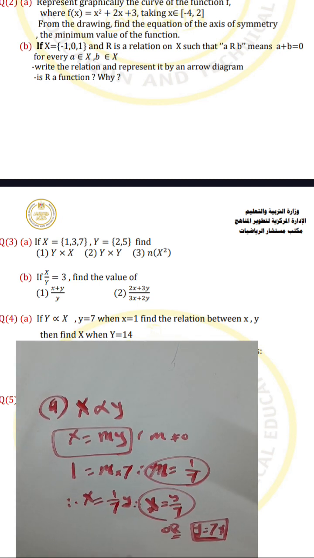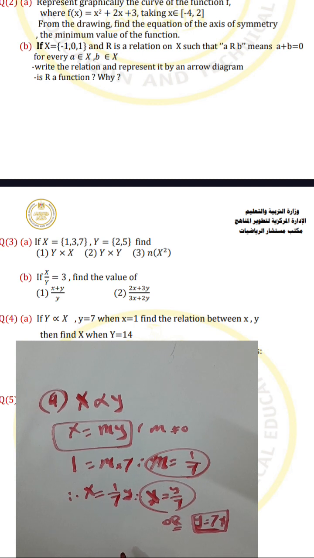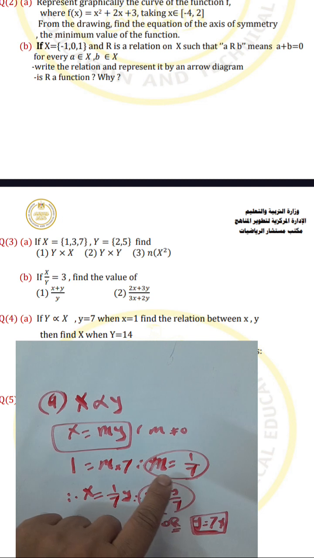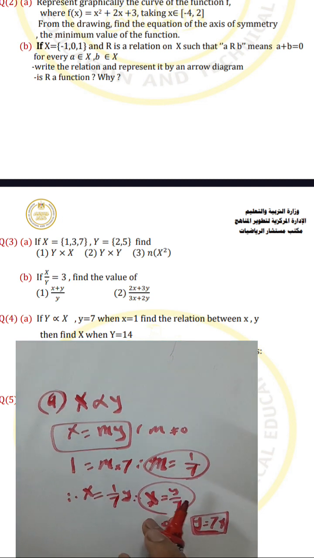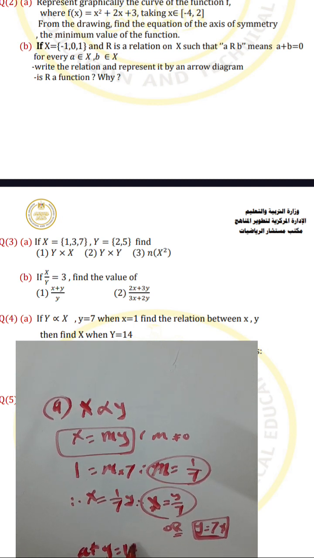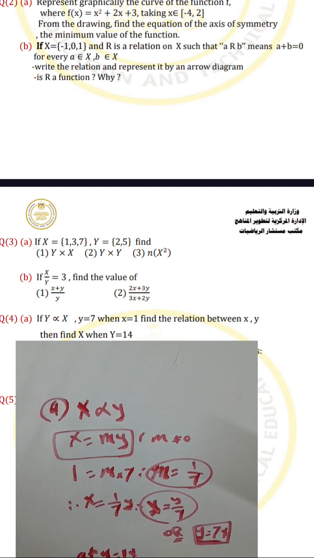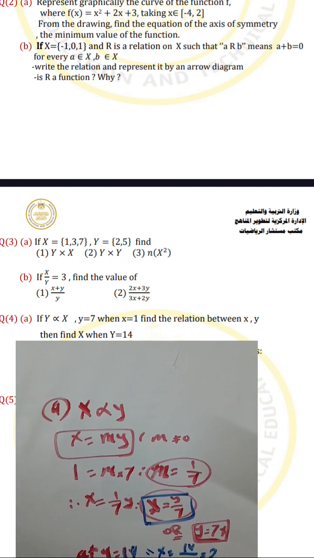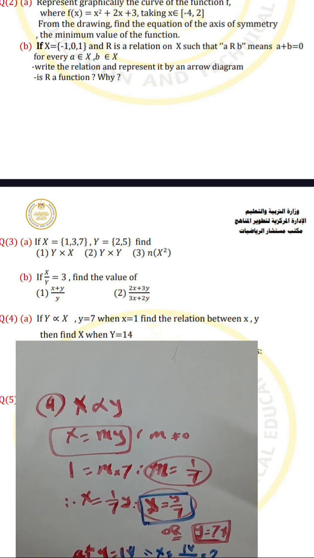Okay, again, you gave us y was 7 and x was 1, then m equals 1 over 7 is constant, and then you can write the relation x equals y over 7 or y equals 7x. And then we want to find x when y equals 14. Put y equal 14 to find x. Then x will be equal to 14 over 7, then the value of x will be equal to 2.